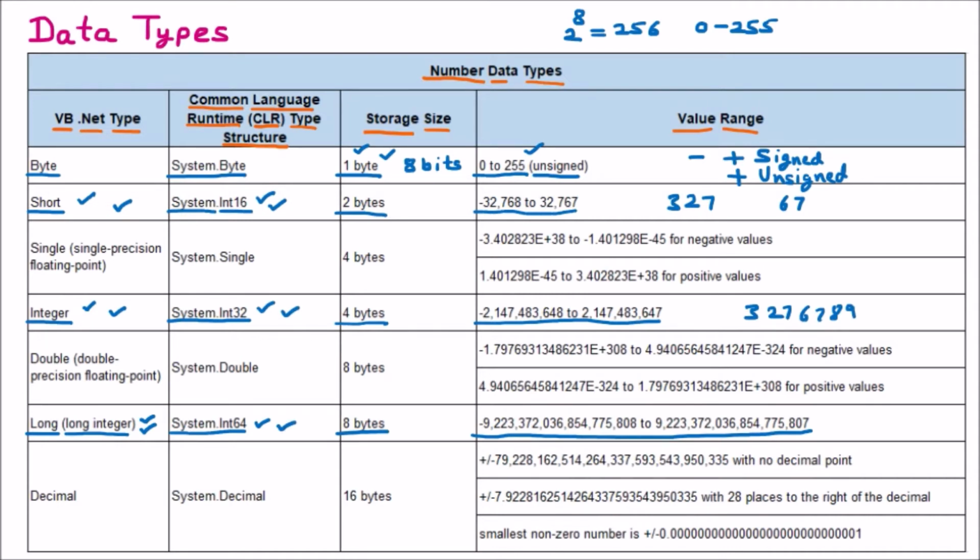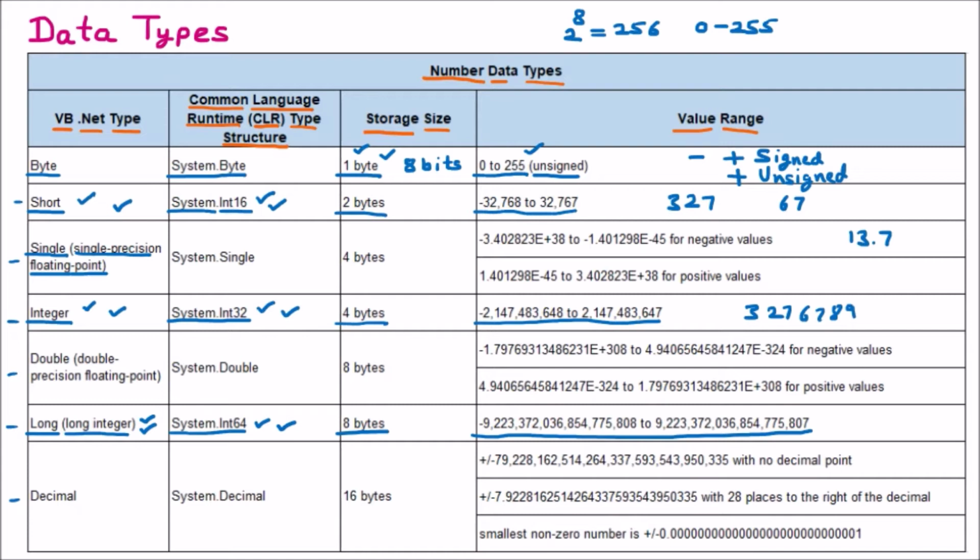Now these are the normal values. But if we want floating point values, let's say if I want to store 13.7, here we are having a different category. First we are having single precision floating point. Just like we have short, integer and long, in a similar way we have single, double and decimal.